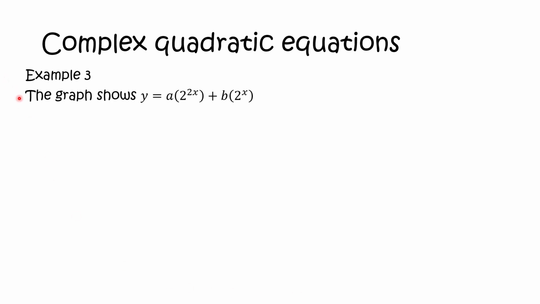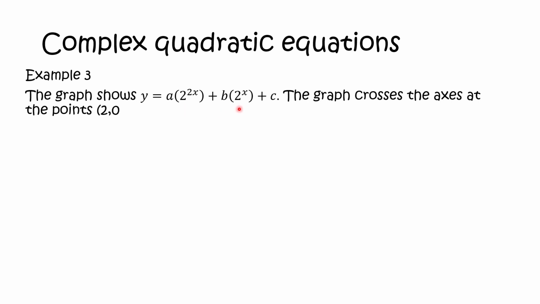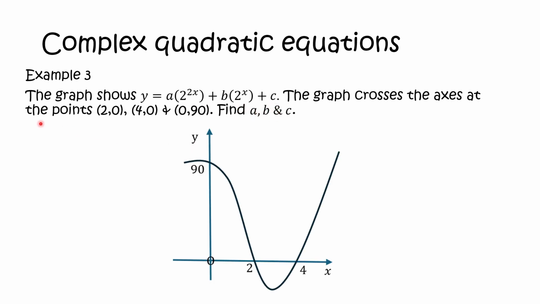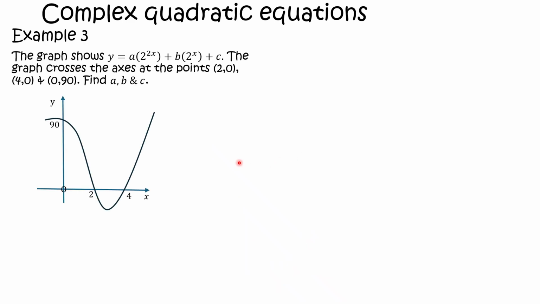Example 3. The graph shows y is equal to a times 2 to the power 2x plus b times 2 to the power x plus c. The graph crosses the axis at the points (2, 0), (4, 0), and (0, 90). Find a, b, and c. So we have the graph as given there, the solution.